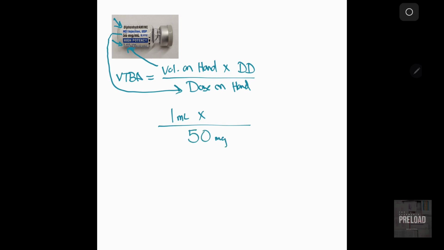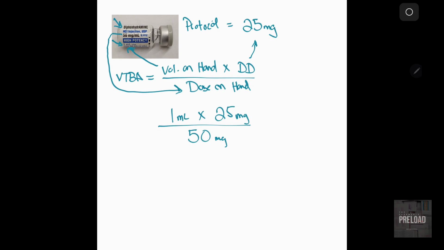Now, desired dose. Let's go simple for the first one. Let's say our protocol says that we're going to give this IV, and usually IV, it's usually 25 to 50 milligrams. So let's go with the 25. We're going to go with the lower dose of Benadryl on this one. So let's punch in 25 here. So our desired dose is what our protocol asked for, which is going to be 25 milligrams.